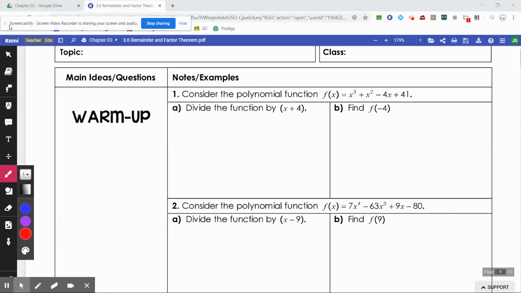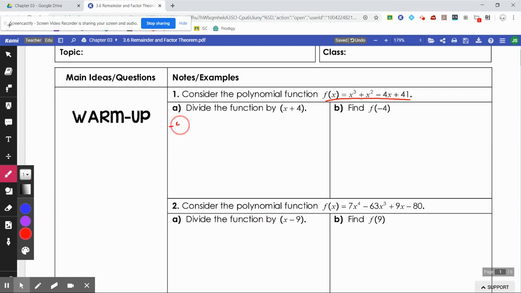Okay, in this video we're going to be talking about the remainder theorem. And let's start out with these warm-ups, and they kind of are introducing us to the remainder theorem. So we're going to take this function f of x is equal to this. It first says divide the function by x plus 4.